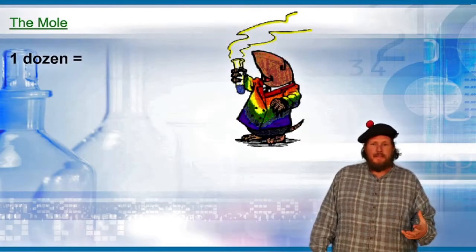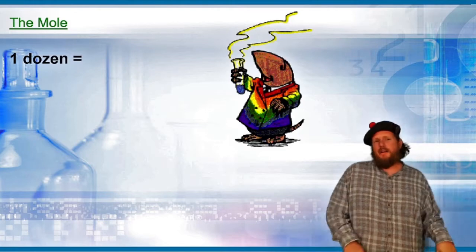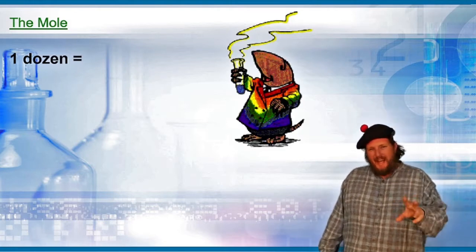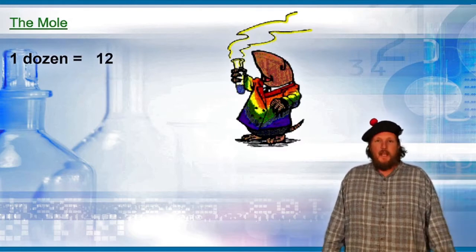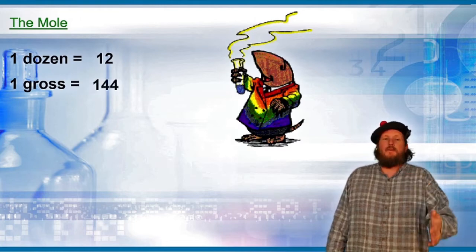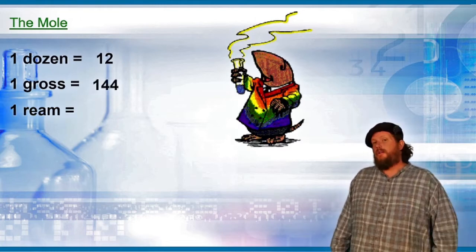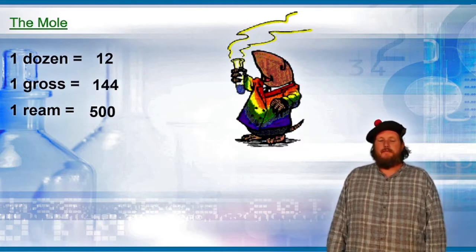The mole. Not to be confused with the small rodent creature, but it's a chemical concept. Anyway, first off, how many are in a dozen? Well, it's 12, right? How many are in a gross? A gross is a dozen dozen, which is 144. How many are in a ream? A ream of paper has 500 sheets.